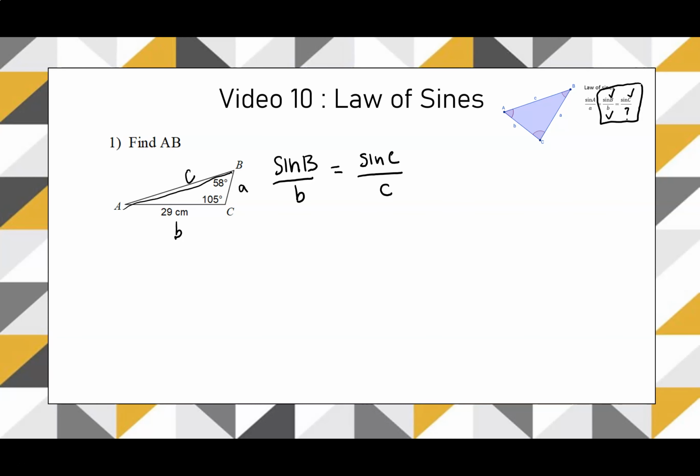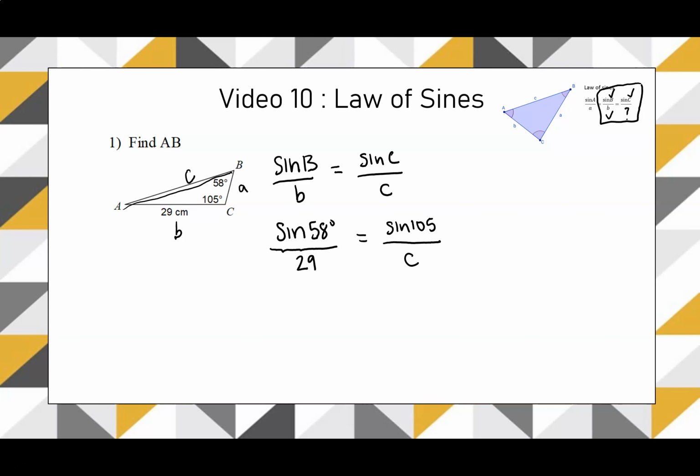All right, let's do it. So this is going to be sine of B, my B being 58 degrees. Okay, I got that from right here. And then I'm going to divide that by 29. Equals sine of C is going to be sine of 105. Remember, always putting the angle after the sine. And then I'm just going to put a c here. That's what we're looking for.